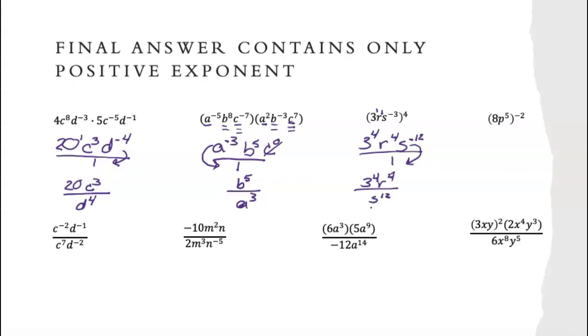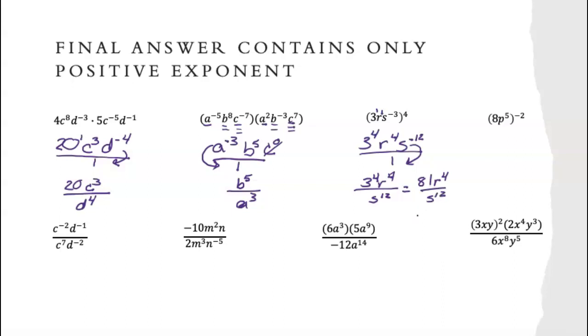Not quite done here, though. Look at that 3 to the 4th. Yeah, that's not all the way evaluated. We're not completely simplified. So 3 times 3 times 3 times 3. Well, 3 to the 4th is 81. So we would actually rewrite this as 81 R to the 4th over S to the 12th.